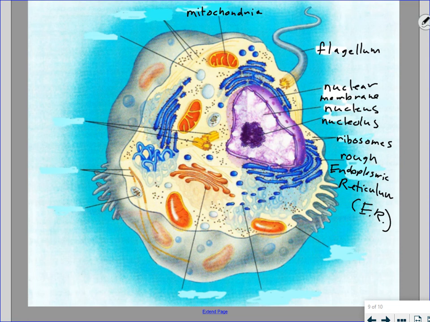Now, the job of the rough ER, covered in ribosomes, is to quickly transport the proteins those ribosomes make. So the rough ER transports proteins. All right. Next organelle we got labeled is the outer boundary of the cell, which we would call the cell membrane.